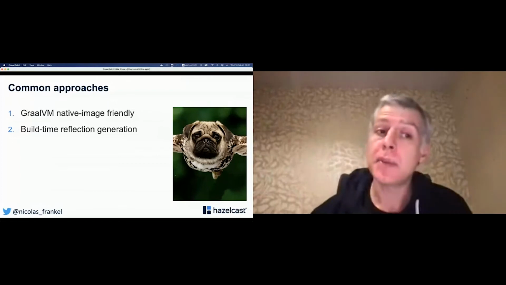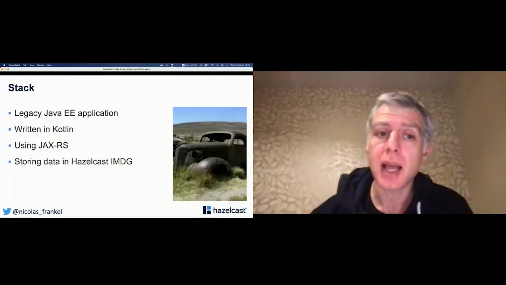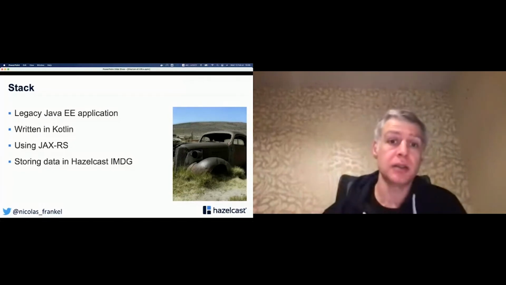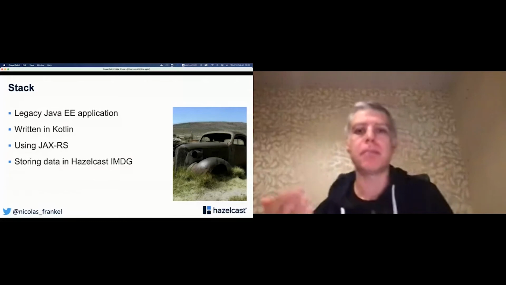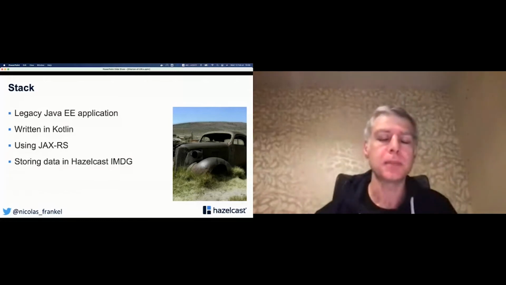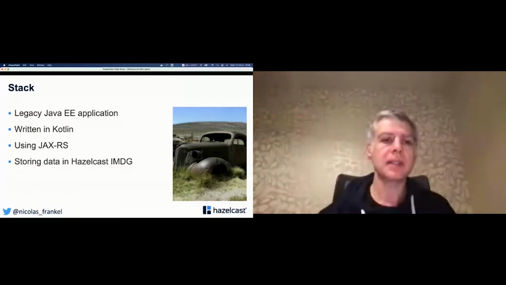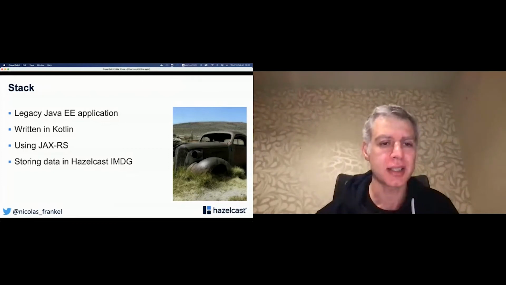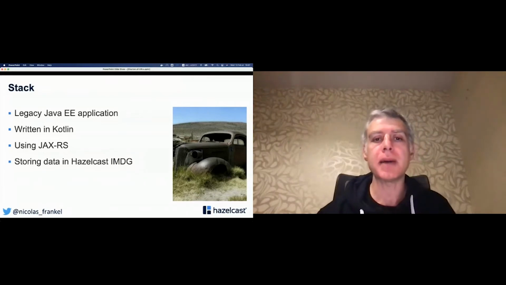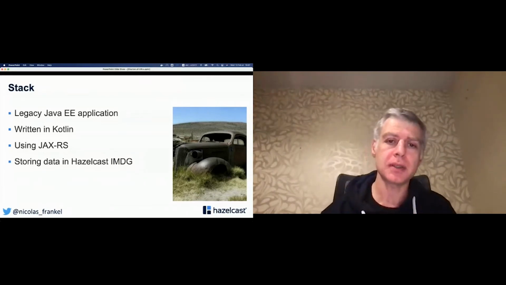So my stack will be a legacy Java EE application. I will be using Kotlin because I want to show you that Kotlin has nothing specific. The bytecode that the Kotlin compiler produces is perfectly compatible. Since I told you it's a legacy Java EE application, I will be using just JAX-RS, and I will be storing the data in Hazelcast and GraalVM. So that's my starting point.